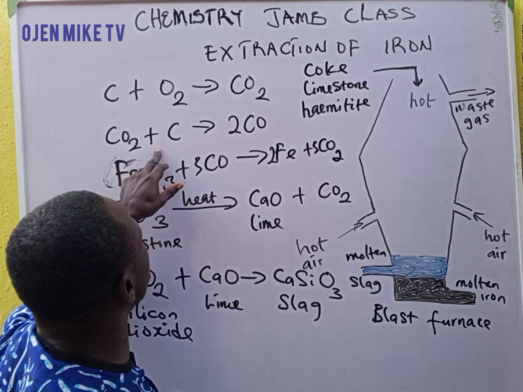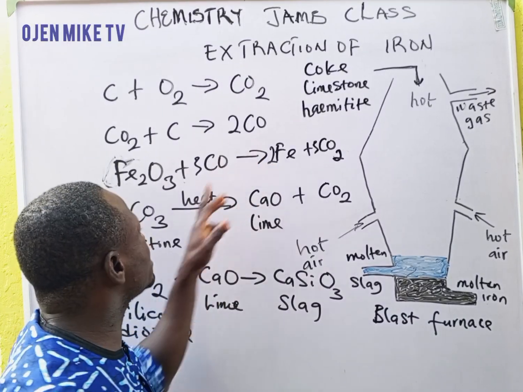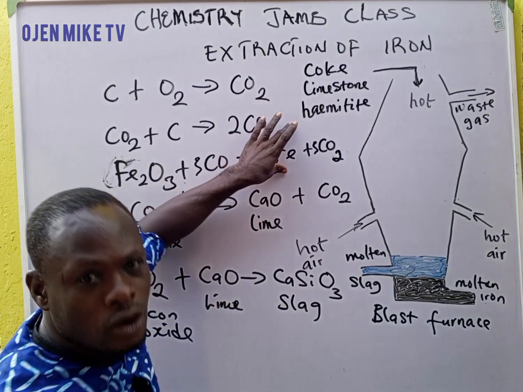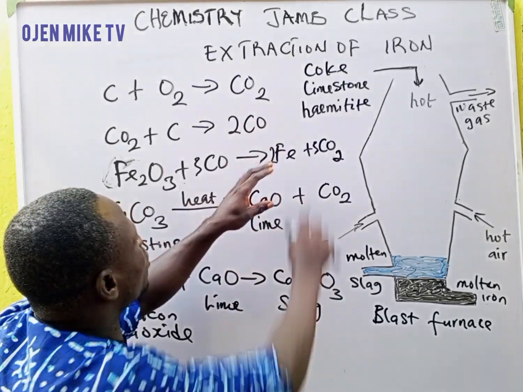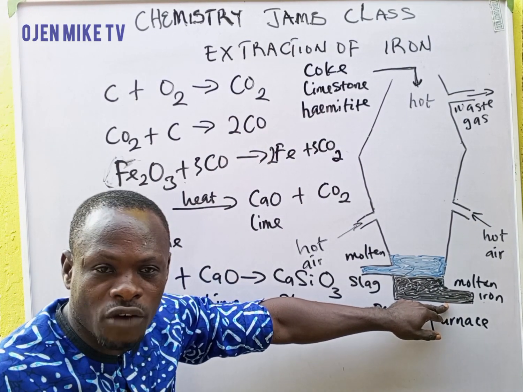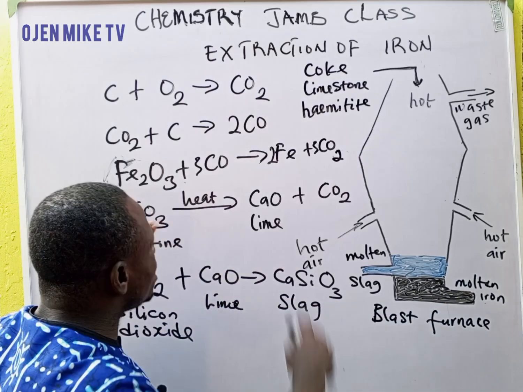Now the next one is what? Reducing agent. Reducing agent is what? It is for it to reduce this iron so that the iron will not be alone. Are you following? After the iron has been gotten, it will come and settle at the bottom of the what? Blast furnace.